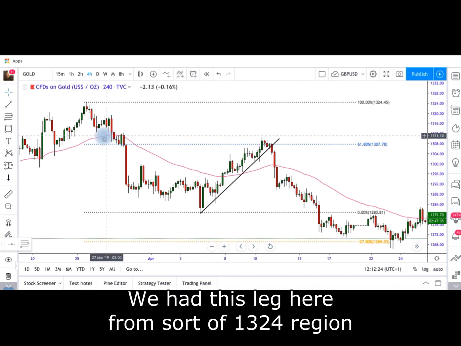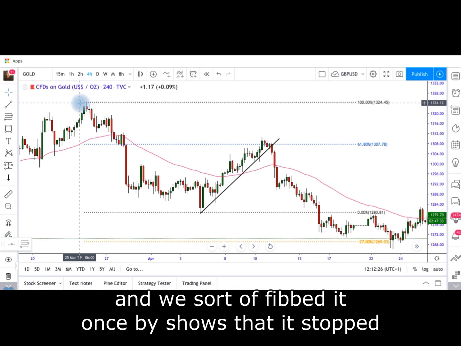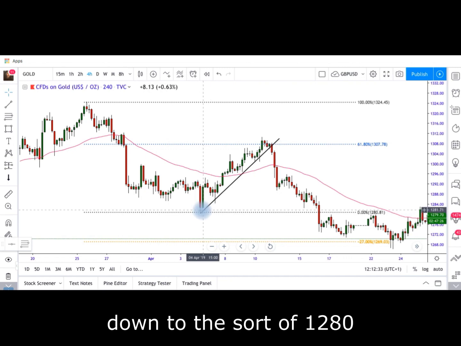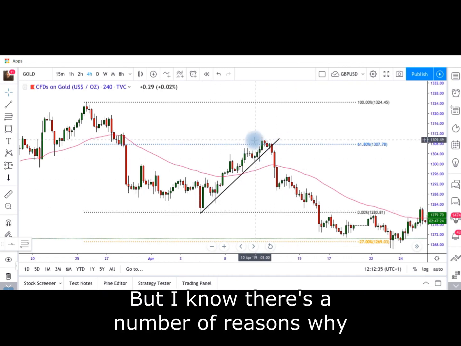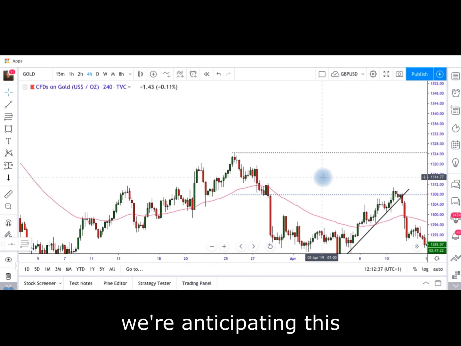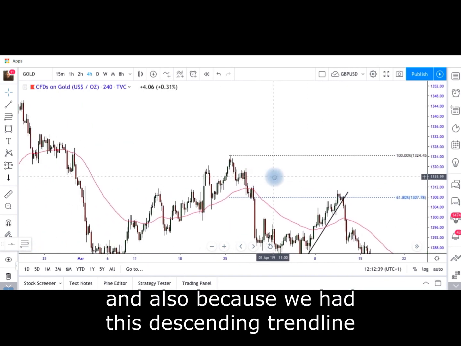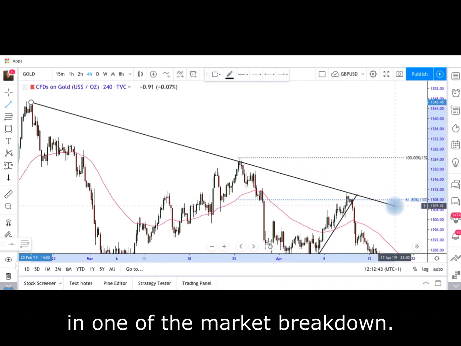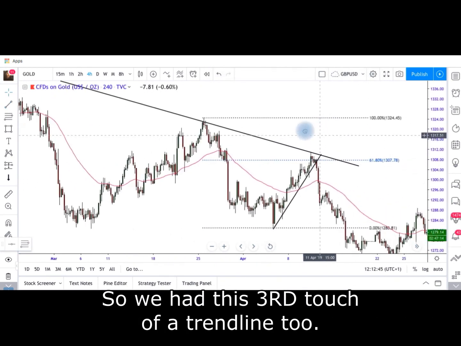We had this leg from around the 1324 region, and we fibbed it once price showed us that it stopped down to around 1280, and then we were anticipating the 61.8. There are a number of reasons why we were anticipating this. We also had this descending trend line from this point, and I have actually broken down this pair in one of the market breakdowns. So we had this third touch of a trend line too.